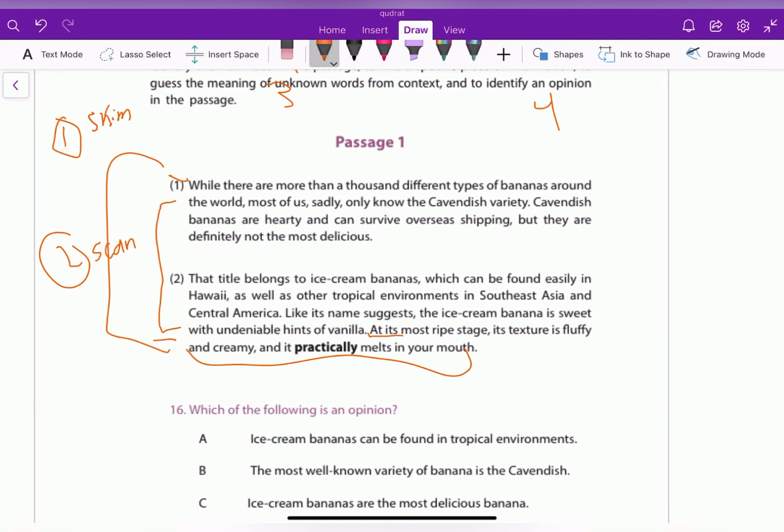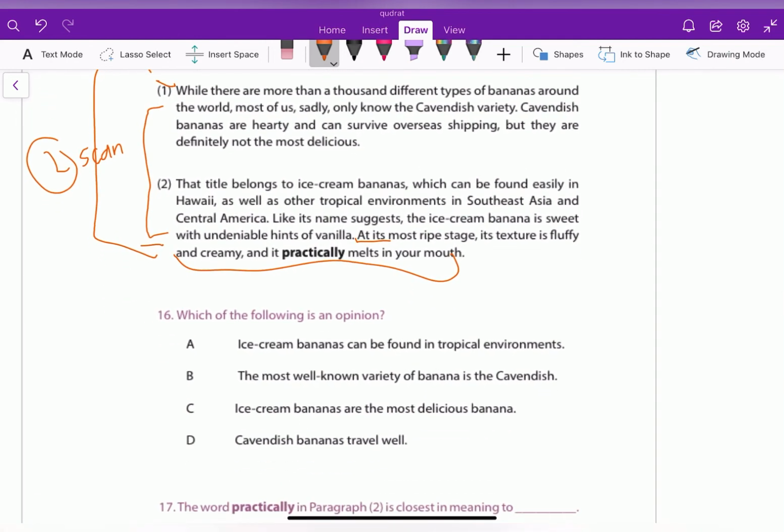Okay, so let's get started with the question and come back to scan for the answer. Which of the following is an opinion?